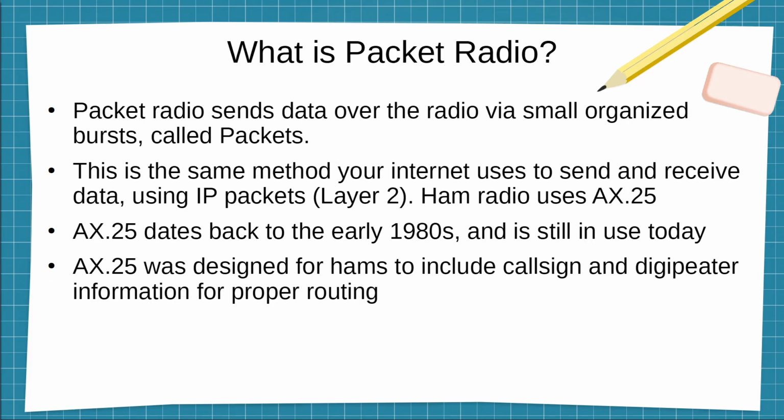So what is packet radio? Packet radio is sending data over the radio via small organized bursts, also known as packets. This is the same way that your internet works to send and receive data, except that is using IP packets, and it's working at a layer 2 level. Usually those packets are also significantly larger than what we're using. The protocol ham radio is using is called AX25. It's been around since the late 70s, early 80s, and is still in use today. It was designed for hams to be able to include call sign and digipeater information for the packet to properly route across the network. And we will get into a little more of that later on in the presentation.